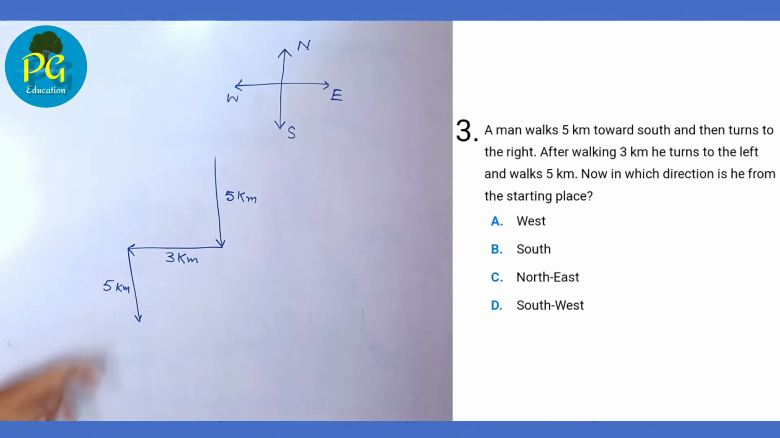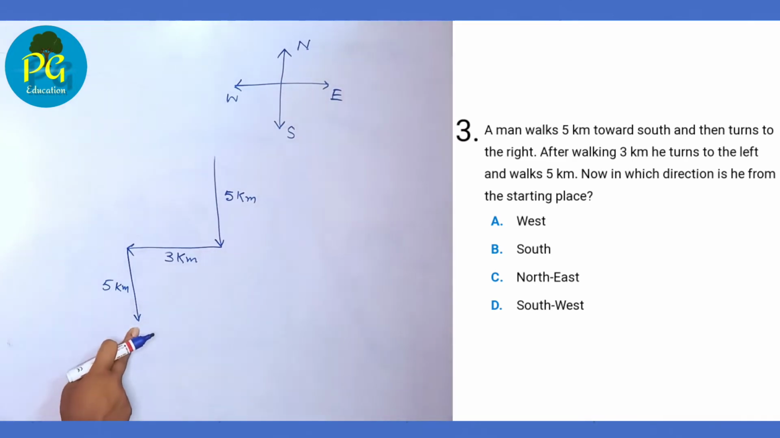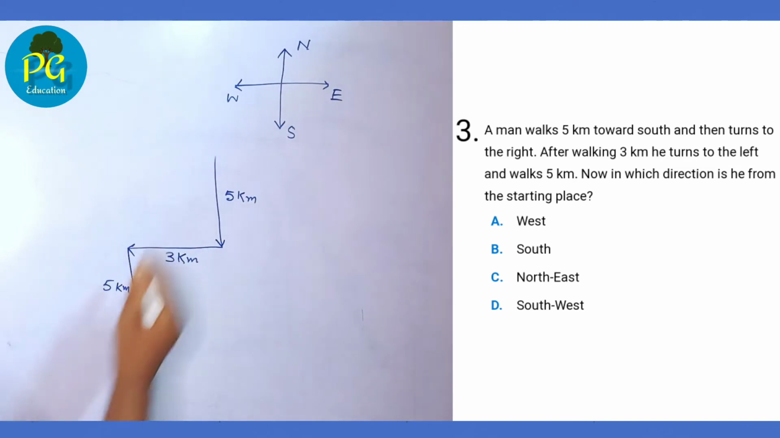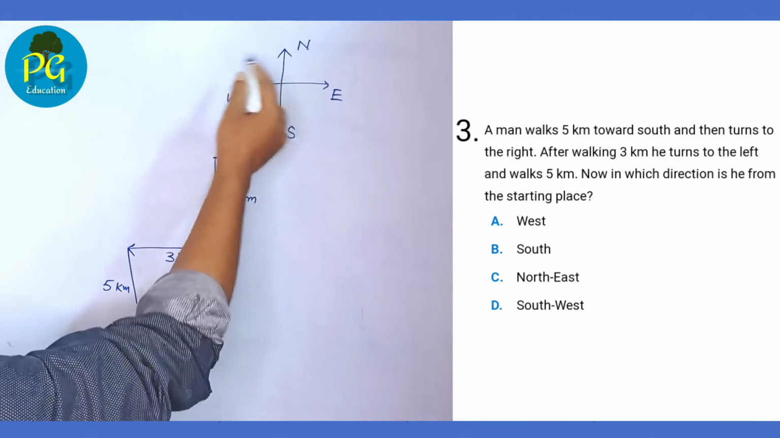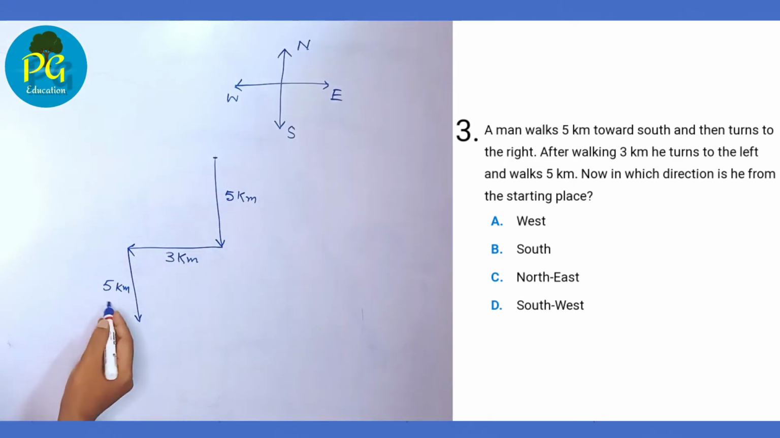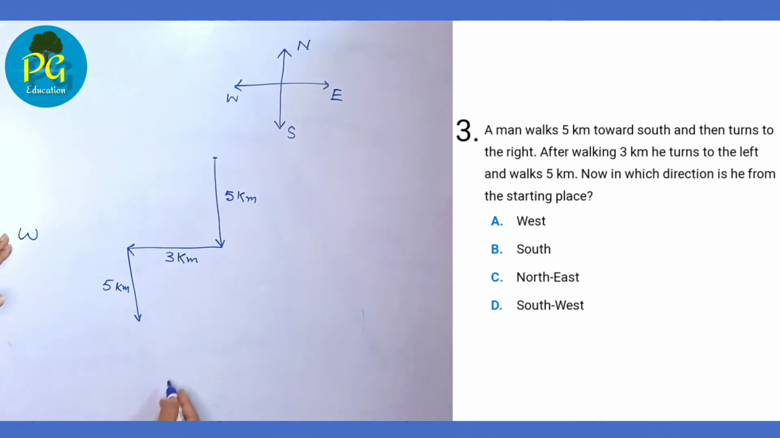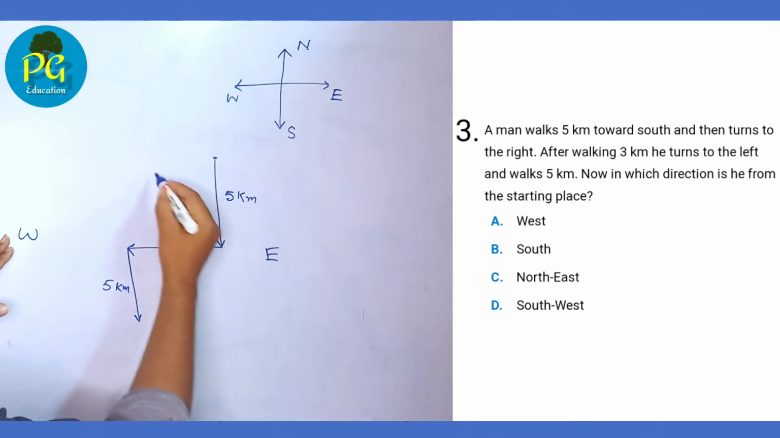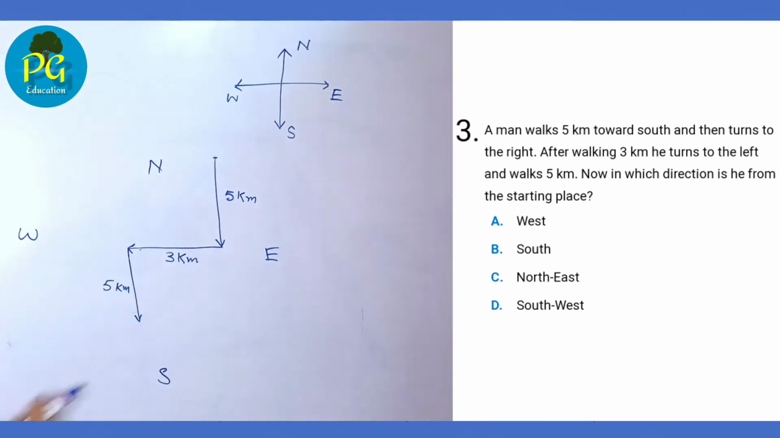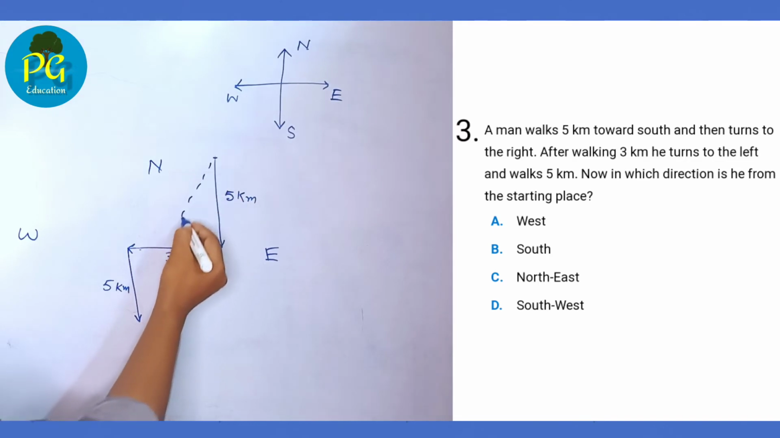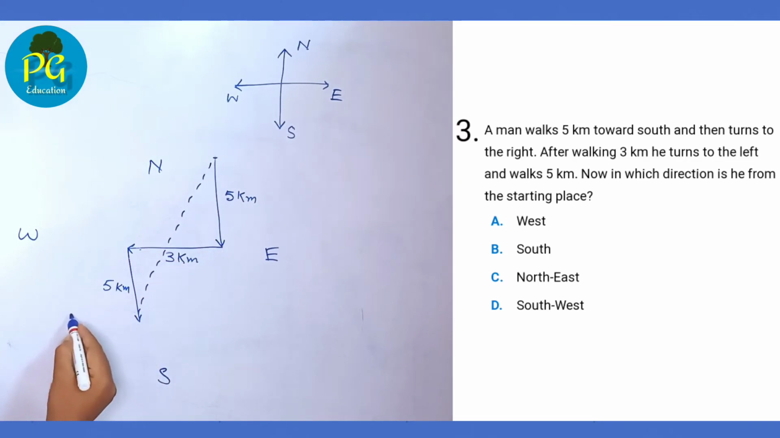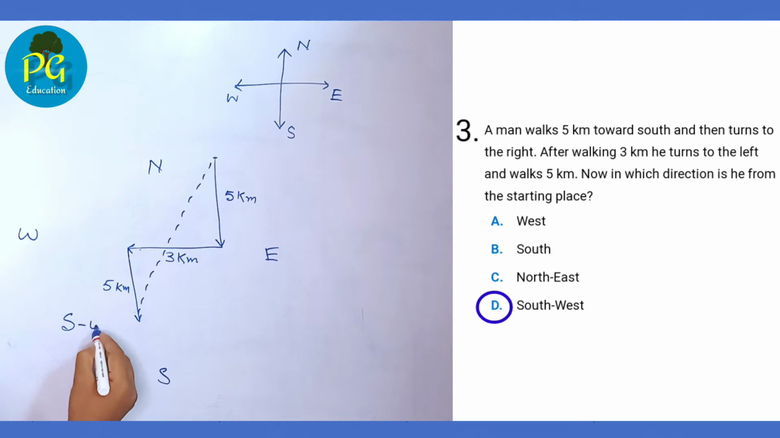Okay, now the question is to find out what is the position of this man now from his starting position. This is the starting position. So according to this direction, we can say this side is the west, this side is the south, this side is the east and this side is the north. So according to this diagram, we can say the position of this man is southwest direction.